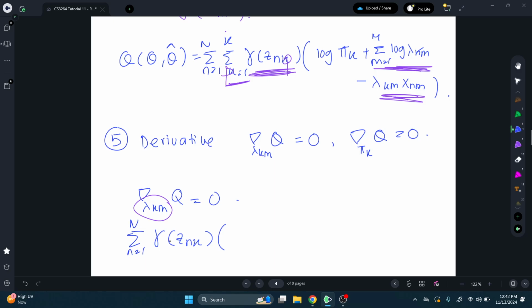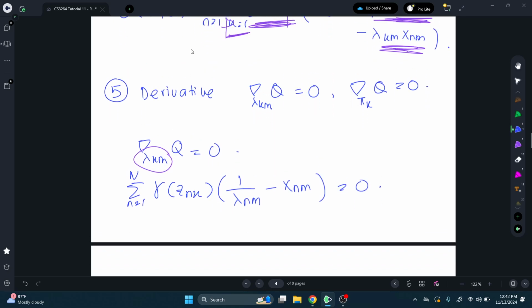Differentiate this part. If you differentiate this part with respect to lambda km, notice that since we set an m also, then this summation will only depend on one certain m value. It will not be a sum of every single m here. So if I change this to some other variable, let's say some j, then it will only be when j is equal to m that it has a certain value. So this summation will also be out. So with that, I'll just differentiate this log of lambda nm and this part. So this will just be 1 over lambda nm minus xnm equals to 0. So the summations are out because we set a certain k and m.